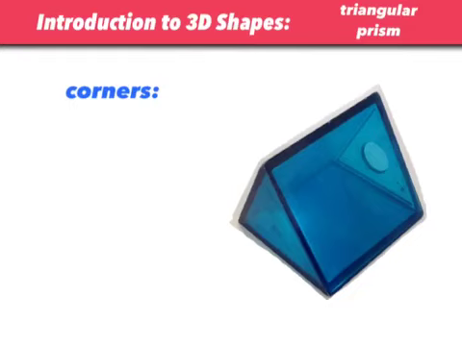Alright, corners. Have a look at the corners, count them up, unpause when you've counted the corners of a triangular prism. Alright, let's do this. 1 corner, 2, 3, there'll be 1 in here, 4, 5, 6. 6 corners in a triangular prism.